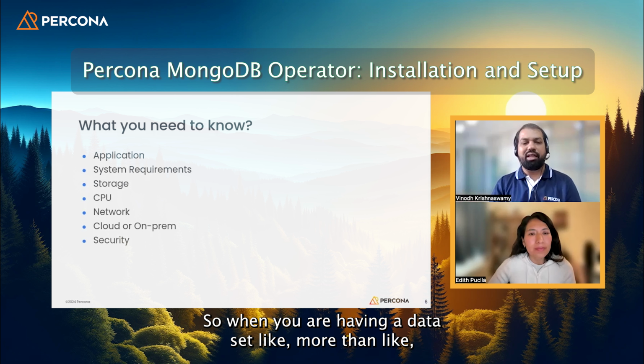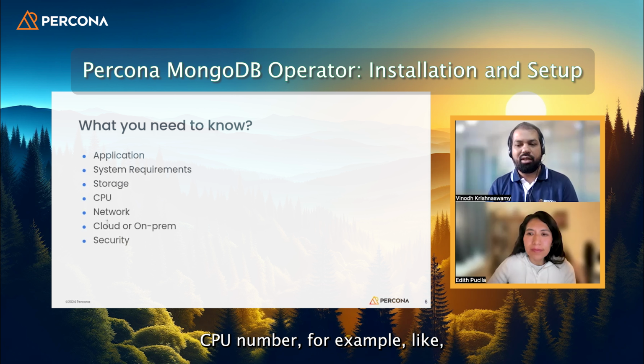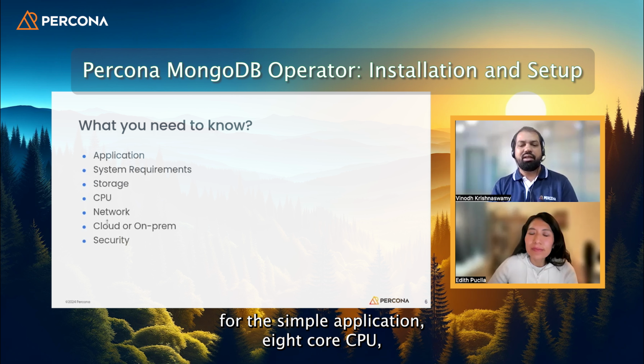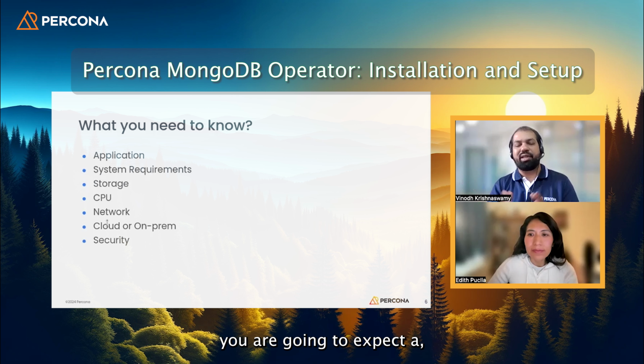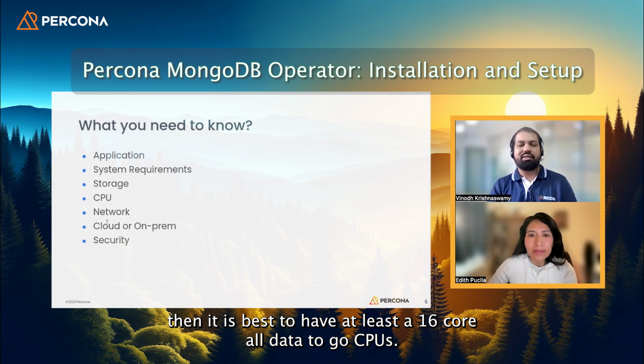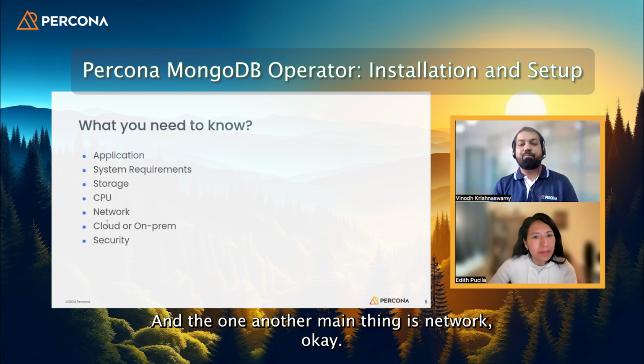And the other thing is what type of storage you are going to use and what type of load you are going to have, so that based on that you can decide the CPU count. For example, for a simple application, 4 or 8 cores are enough. But if you are going to have a very big load and expect a lot of connections and requests to the database, then it is best to have at least 16 or 32 core CPUs.